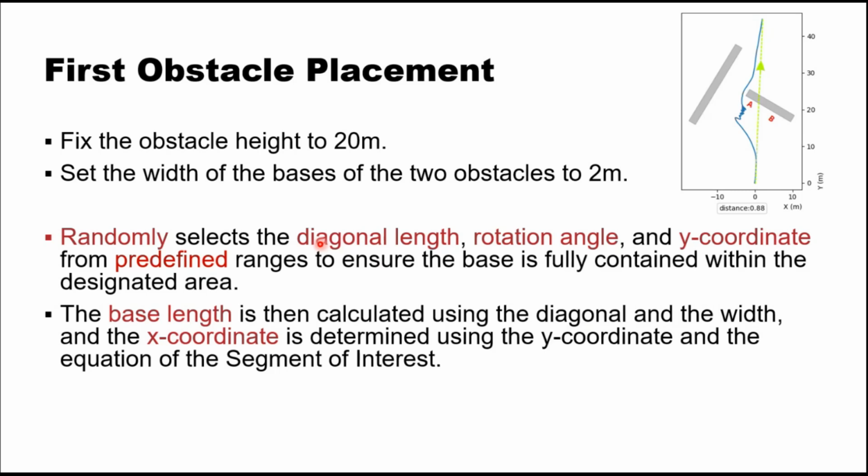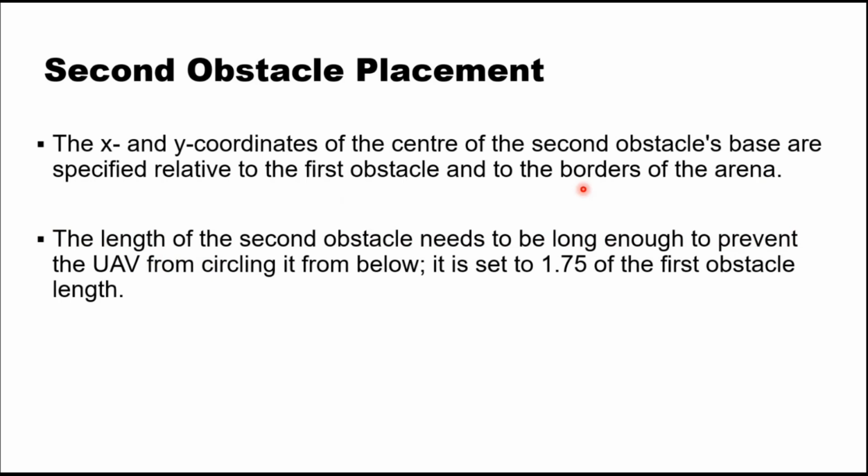How did we do that? The main thing is we start by randomly selecting the diagonal of the base of the first obstacle and the rotation angle, then the y coordinate. There is a sequence that you need to follow in order to make sure that all test cases are valid, they don't overlap, and they don't exist beyond the allowed arena. Then you need to choose the base length, which can be calculated directly from the diagonal and from the width, which is fixed to 2 meters. Sorry, the height is 20 meters. Okay, the second obstacle, we've already covered.